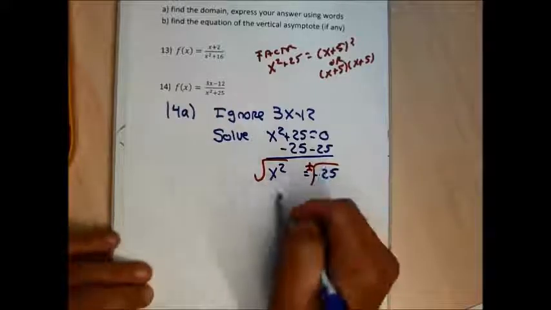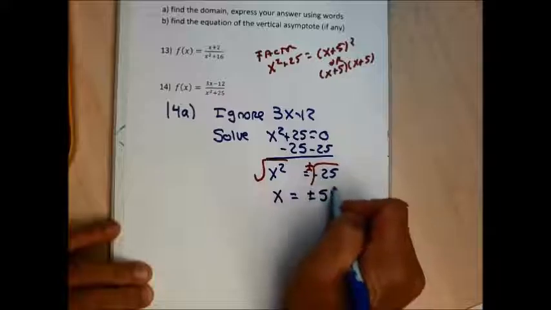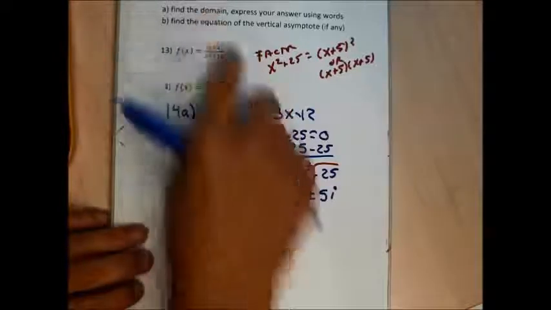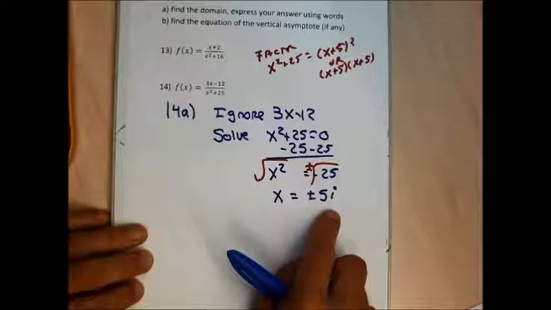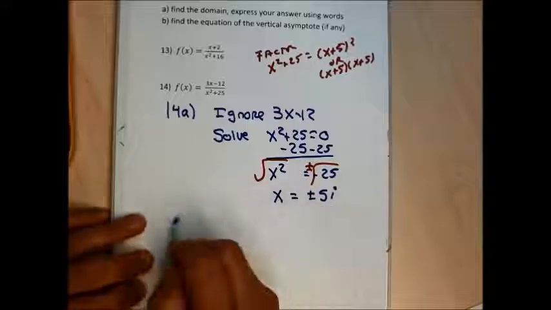Square root of x squared is just x. The square root of negative 25 is 5i. So when I solve this, I get x equals plus or minus 5i. Because the numbers that I'm excluding from the domain have i's in them, and my domain is all real numbers except real numbers that I'm throwing out, I'm going to say the domain is all real numbers.